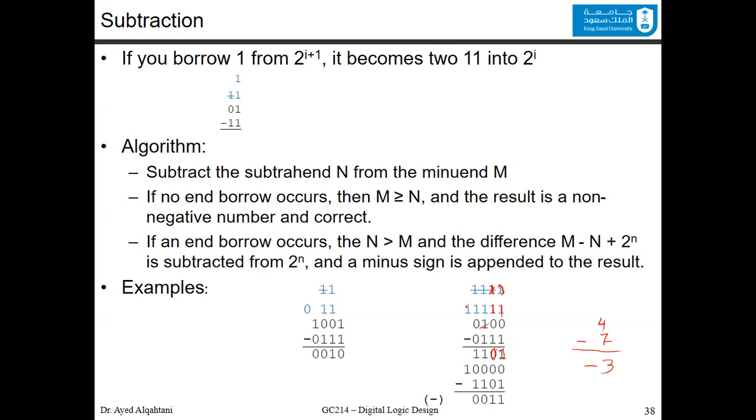So you will get a 1 from the last position, which doesn't have anything. You will generate this borrow, which is 1. And then you will borrow it in the next position. It becomes 1 and 1. You will cross this one, and it will become, in the next position, 1 and 1. Now, to do the subtraction here, 1, 1 minus 1, the result is 1.